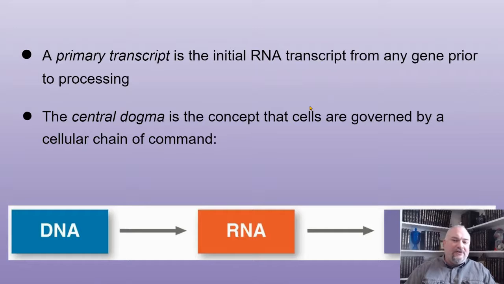So like I said before, the primary transcript is the initial RNA transcript from any gene before we process it. And just want to take note of something called the central dogma. I haven't found this vocab term in AP Bio, but just in case, it is the concept that cells are governed by a cellular chain of command. Basically, we go from information in the DNA, convert that to the information in the RNA, which then gets converted into the final product, the protein, which does everything else in the cell.